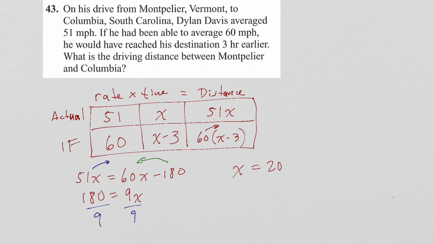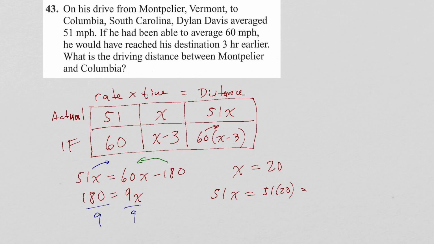Now, the question is asking, what's the distance? Right now, x represents a time. To find the distance, we need a 51x. And I could put it in here or here, but this is easier. So I'm going to plug it in there. 51x is 51 times 20.